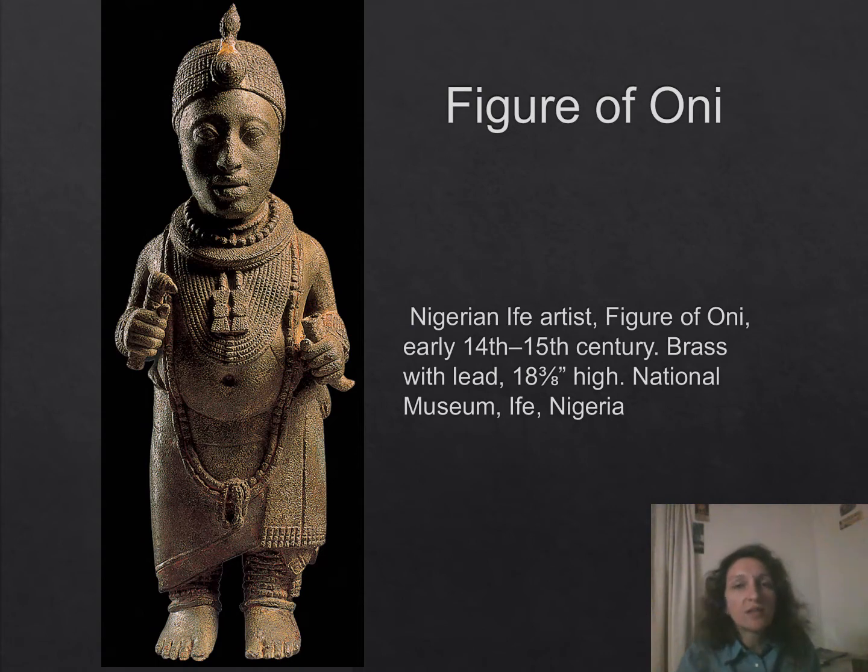Okay, so this is a figure of Onai, and again, we're focusing our attention on the area around what is current day Nigeria. So this figure specifically has a larger head than the rest of its body. Its head is almost out of proportion. It's almost a third the size of the body, or maybe a fourth the size of the body. And this is kind of like hierarchical scale, but within the body.